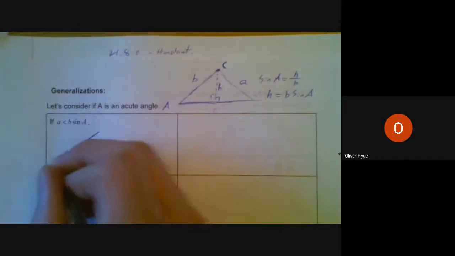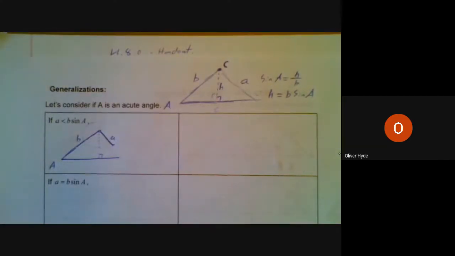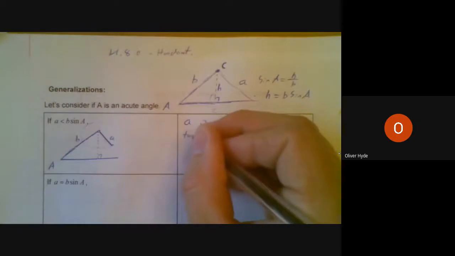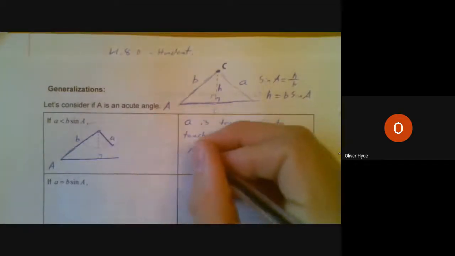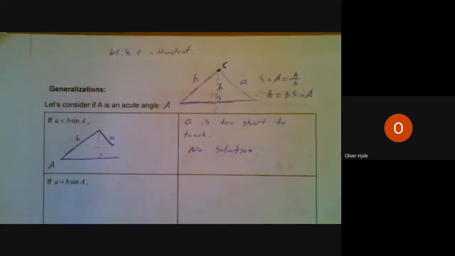So now in this specific case, let's illustrate what happens if angle A is fixed and side length B is fixed. What if your side length A is shorter than the shortest possible distance? And say it out loud. This side length is shorter than the shortest possible distance. This means that A is too short, or not long enough to touch side length C, and that means that there is no solution. We saw that happen in the example yesterday.